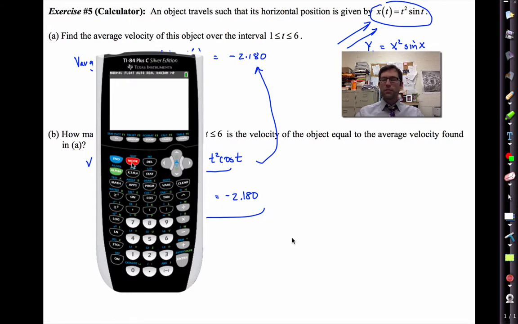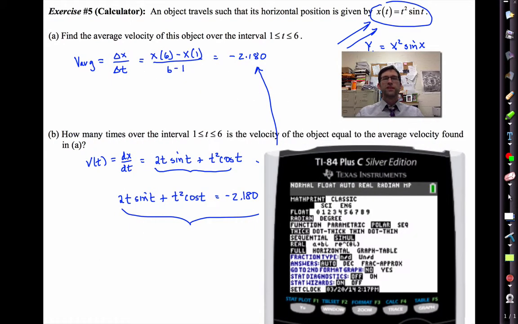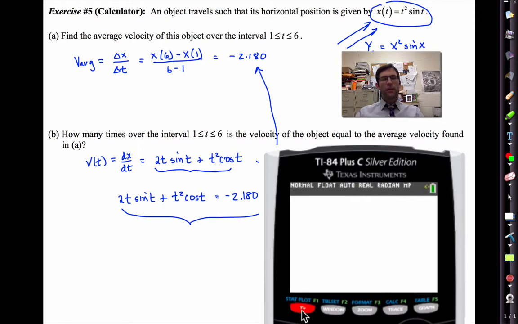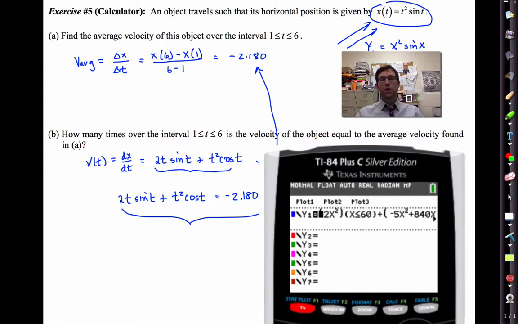So let's make sure we're in the right mode. Hit mode. Uh-oh, let's make sure we're in function mode. I've been doing a lot of polar work lately. So function mode. Go into y equals. Now what I'm going to do is kind of solve this equation graphically. So I'm going to clear out what's in y1 and any other y's. And in y1, I'm going to put in 2x times the sine of x, watch my parentheses, plus x squared times the cosine of x.